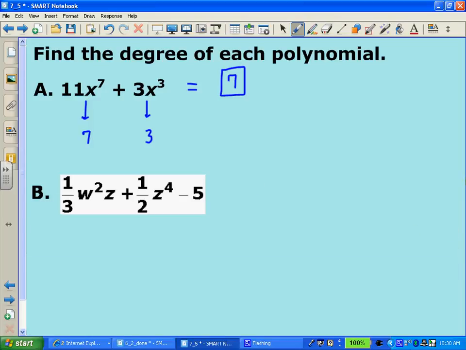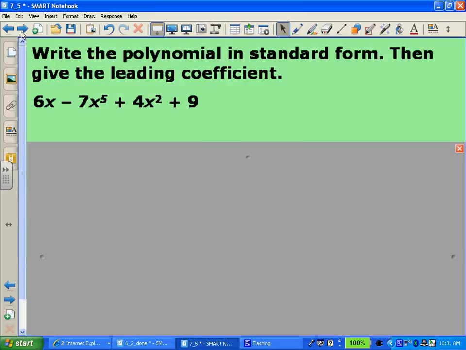Let's look at one that's a little more fun here. So here, 1/3 is 0. This is 2 and 1. So this whole thing would have a degree of 3. Over here we have a degree of 0 and a degree of 4. So that would have a degree of 4. And this would just have a degree of 0. So the degree of this whole thing is just 4 because that is the highest degree. So that's how we find degrees of polynomials.